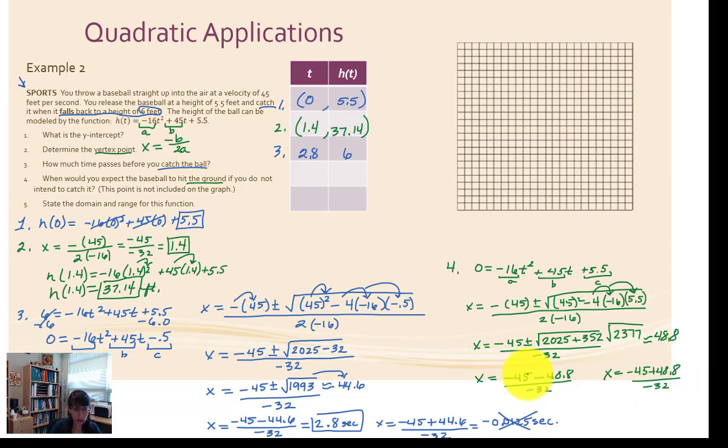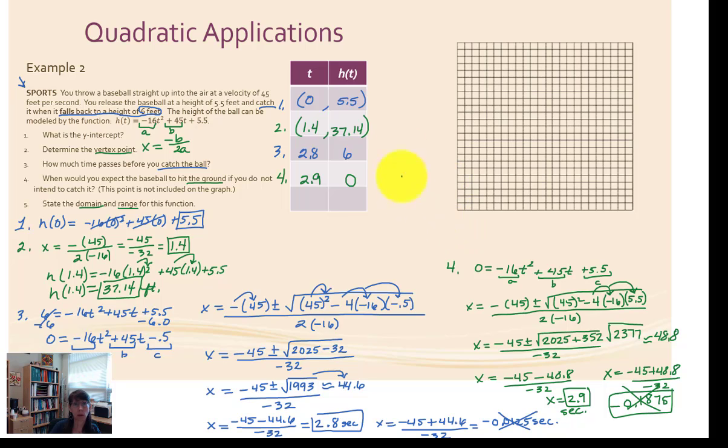When we use subtraction, we'll end up with 2.9 seconds. 2.9 seconds sounds possible. When we use addition, we'll end up with a negative 0.1875 seconds. Now, negative time isn't possible, so that answer would be one of those extraneous solutions. So we're only going to transfer 2.9 seconds into the table. And remember, that height was 0. That's when the ball is on the ground. Again, for part 5, we'll state domain and range once we look at the graph.